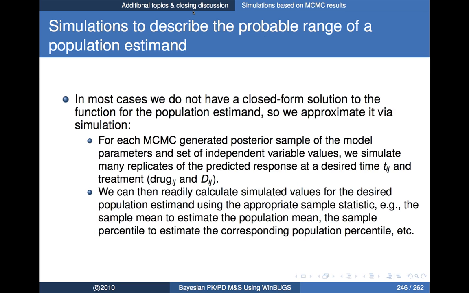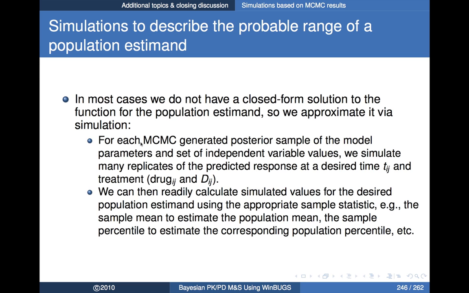So we're going to talk about simulations to describe the probable range of our population estimate. And in most cases, we're not going to have a closed form solution for our function of a population estimate. So we're going to be estimating that by simulation. And in a sense, we're going to be talking about two levels of simulation. One where we're simulating over some conceptually infinite size sample of patients in order to estimate this. But in addition, we've got our simulation to deal with the uncertainty in our model parameters on top of it.